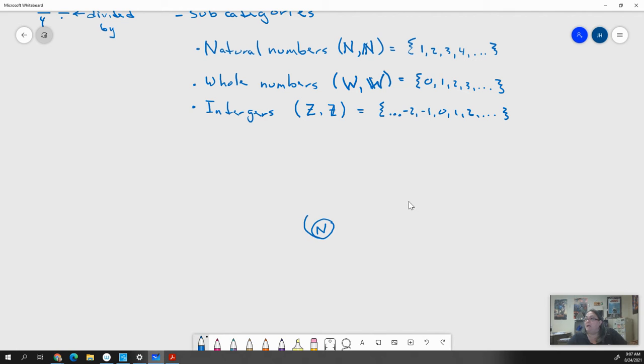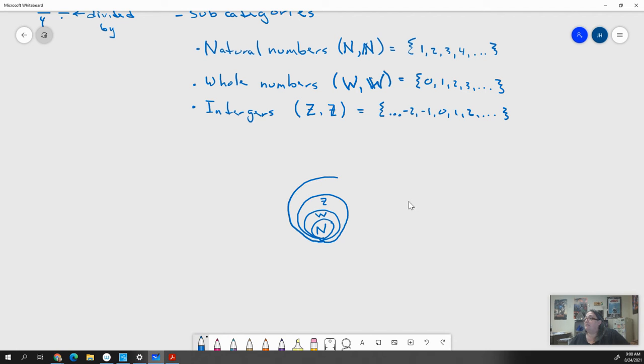Just above that, having only one more number than the natural numbers, is our whole numbers. It includes all the natural numbers plus 0, right? Our next set is the integers. We've got Z. It includes all of the whole numbers and all of the natural numbers.